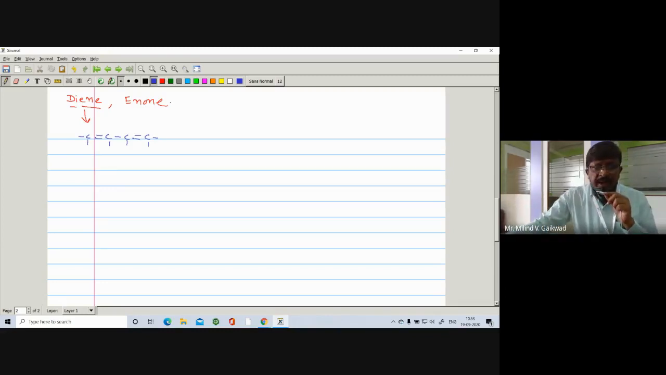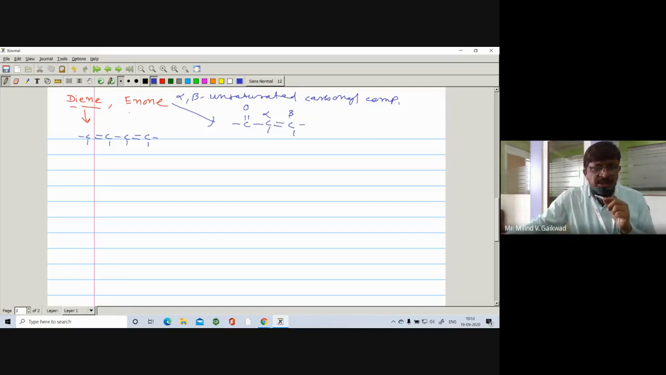And what is meant by an enone system? Enone means one C=O group and one carbon double bond are in conjugation. So there is the presence of an alpha-beta unsaturated carbonyl compound, right? Carbonyl compound. Then it is called an enone system.